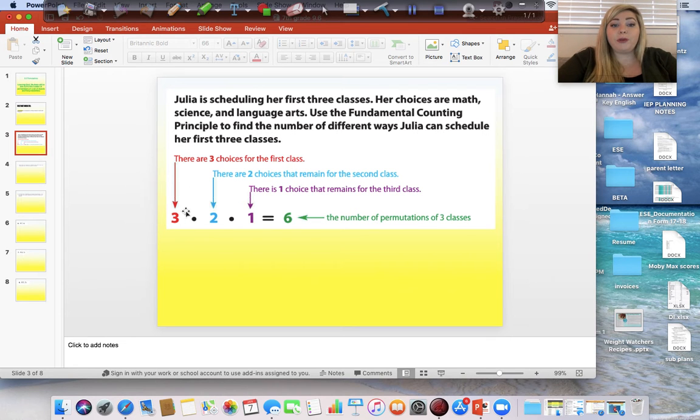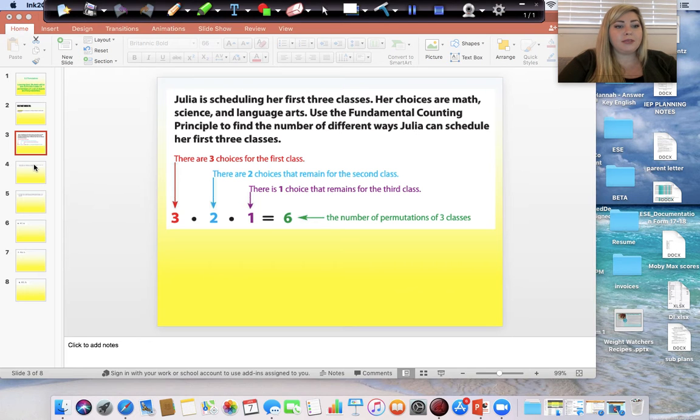Well, she's got 3 choices for her first class, but once she's used one of those choices, for her second class, she only has 2 choices left. And then for her last class, she has 1 choice left. If you multiply all 3 of those numbers together, that tells you how many different options you have of first, second, and third class. Okay?